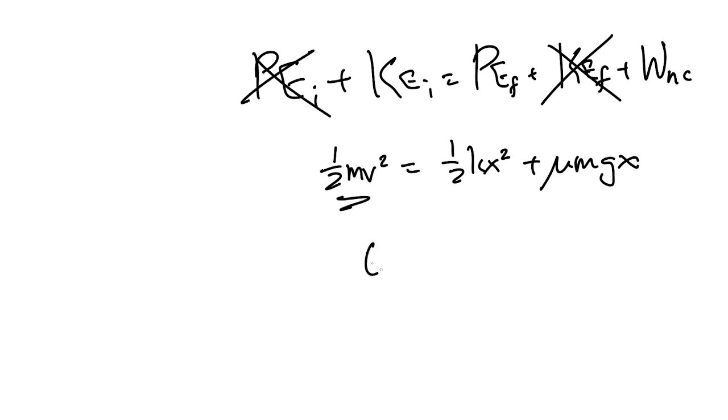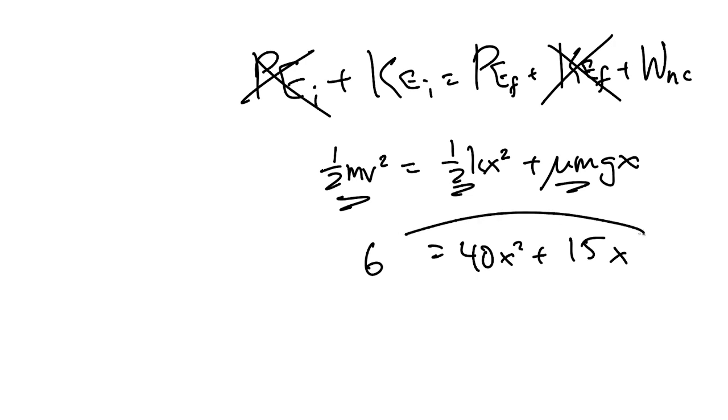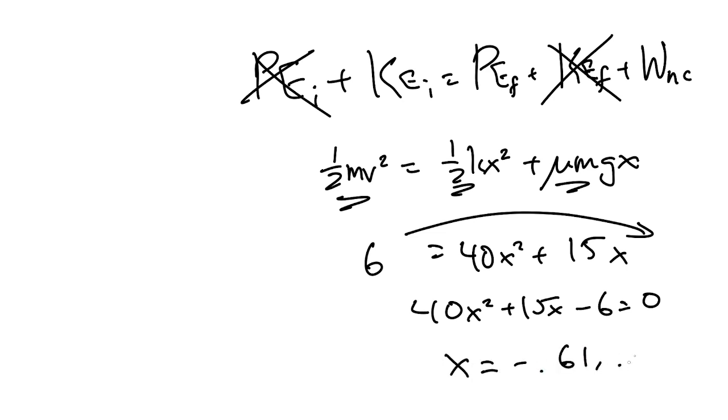This is going to equal 6. This is equal to 40x squared. And this, I think, is equal to 15x. Let's just move this 6 to the other side. So we have 40x squared plus 15x minus 6 equals 0, right? You can plug this in, you can do it by hand, but you're finally going to get x equals negative 0.61 and x equals 0.24. We can't have a negative distance.